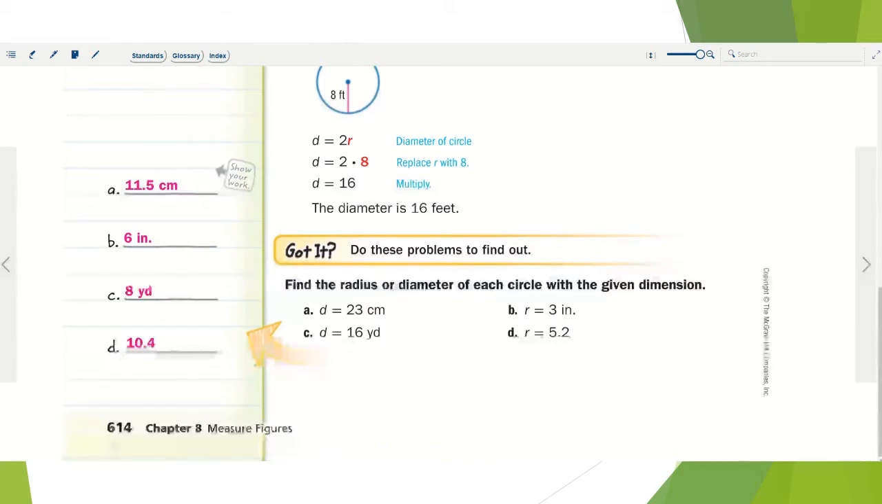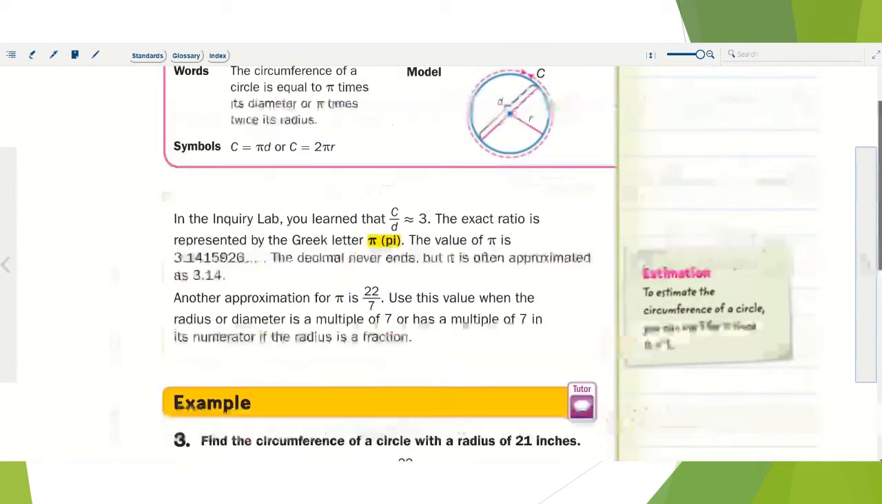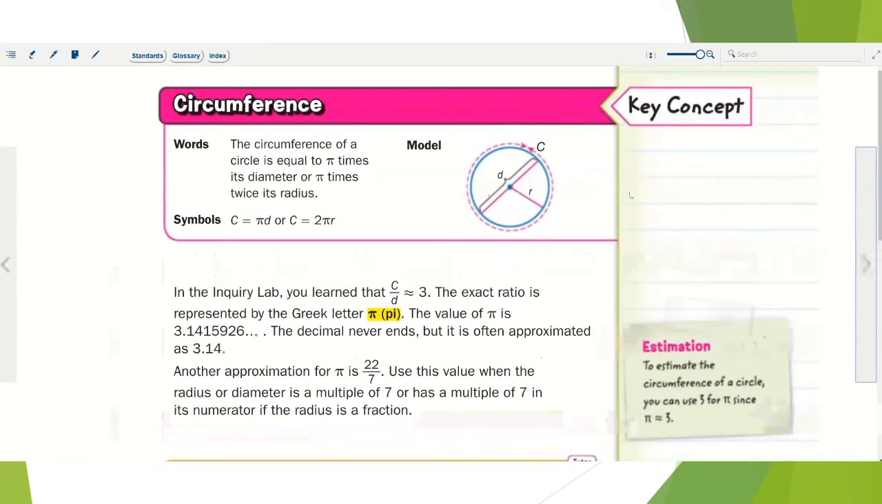Now, knowing what we know here in terms of understanding radius and diameter, we're going to go ahead and move into how do we actually find the circumference of a circle then. So on the top, you can see here, they give us our circumference formulas. There's 2 of them that you can use. The first one is C equals pi times D.